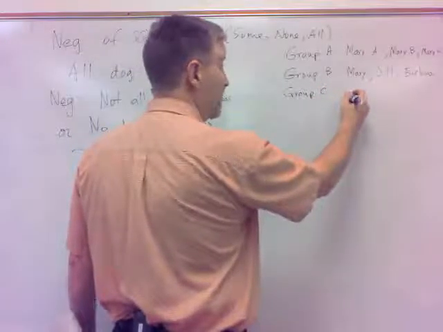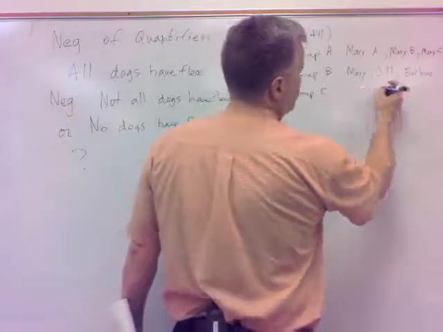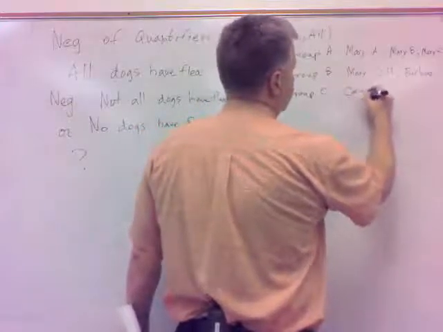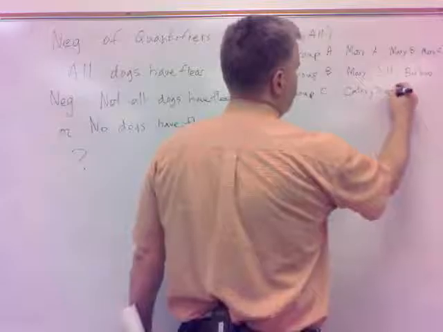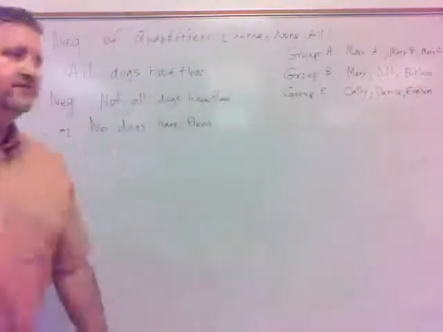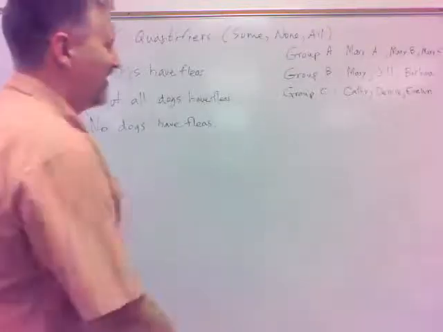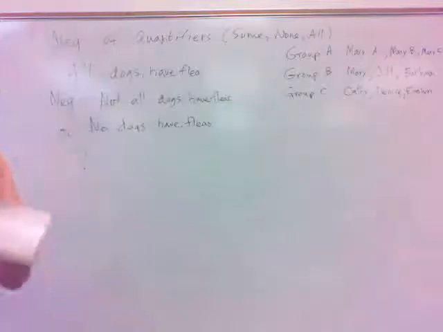How about all of them are not named Mary, right? Let's say Kathy, Denise, and Evelyn. All right. So that kind of is representative of all possibilities of groups that could happen associated with the name Mary. The reason I do that is so we can look at some negation possibilities here.